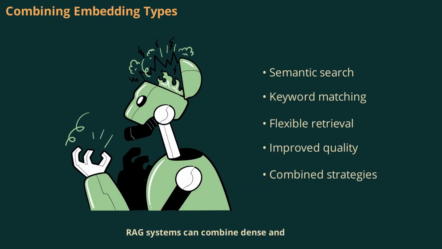RAG systems can combine dense and sparse embeddings to maximize retrieval performance. Dense embeddings provide semantic search, while sparse embeddings ensure precise keyword matching. Using both types allows for flexible and powerful retrieval strategies, improving the quality of generated responses.